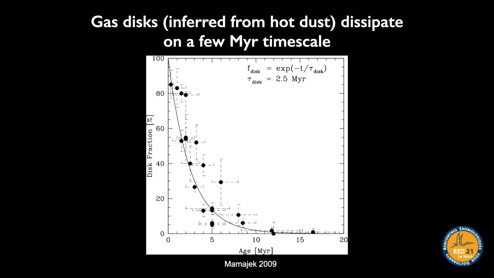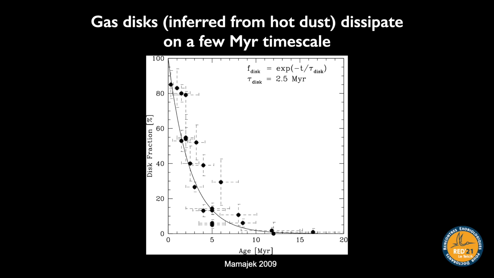This plot is kind of a classic plot showing, for a given cluster of stars for which we can measure the age, what fraction of those stars are seen to have disks, right? And exactly whether they have disks is inferred from whether they have hot dust, right?